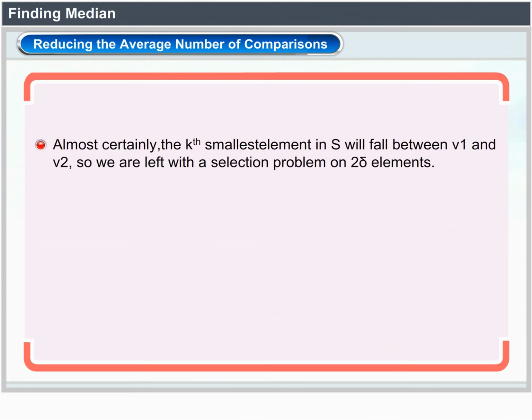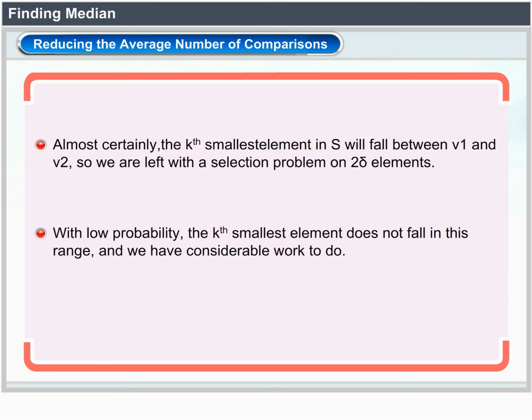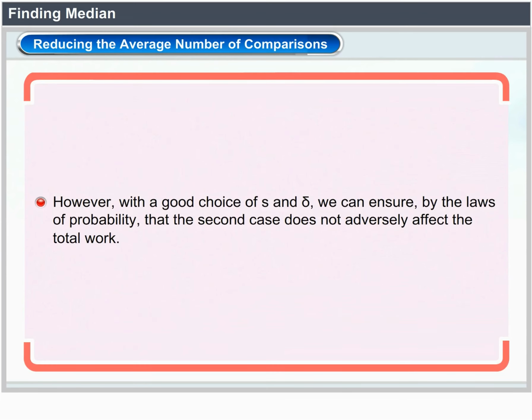Almost certainly, the kth smallest element in S will fall between V1 and V2, so we are left with a selection problem on 2 delta elements. With low probability, the kth smallest element does not fall in this range, and we have considerable work to do. However, with a good choice of s and delta, we can ensure by the low probability that the second case does not adversely affect the total work.